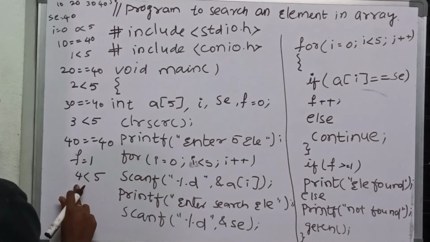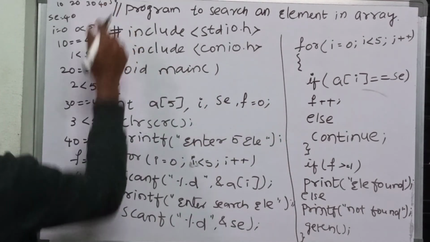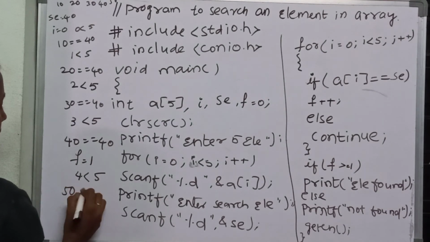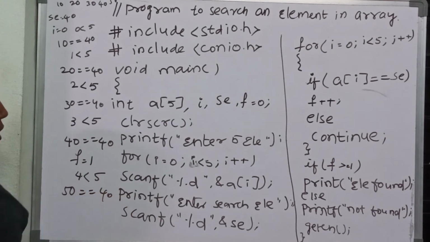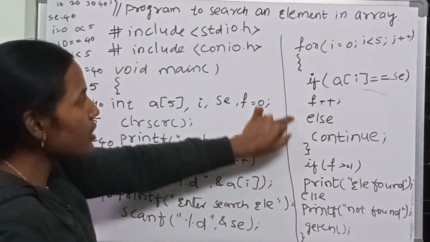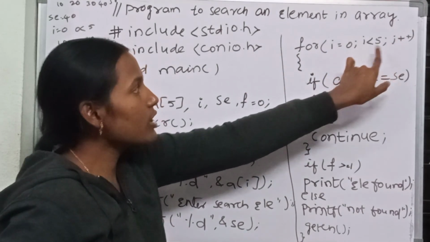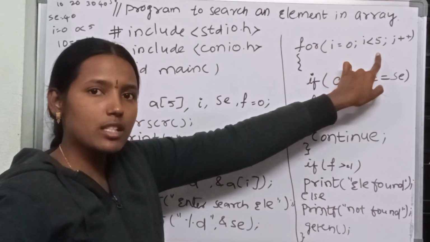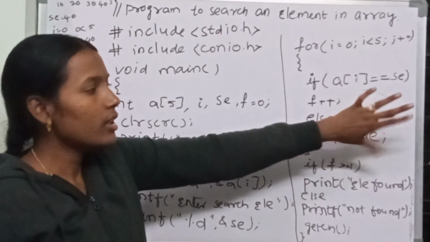Yes. So a of 4 will be compared with SE. A of 4 contains what? 50. Is 50 equal to 40? No. Condition false. Else continue. When you say continue, then I becomes what? 5. 5 less than 5? Condition false. So control never enters the for loop.